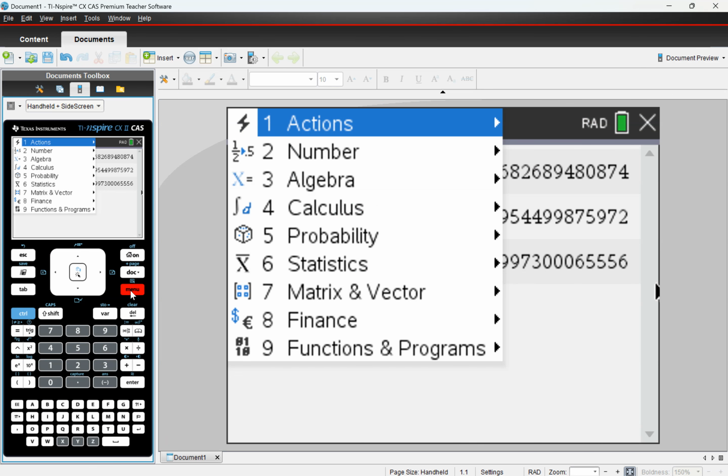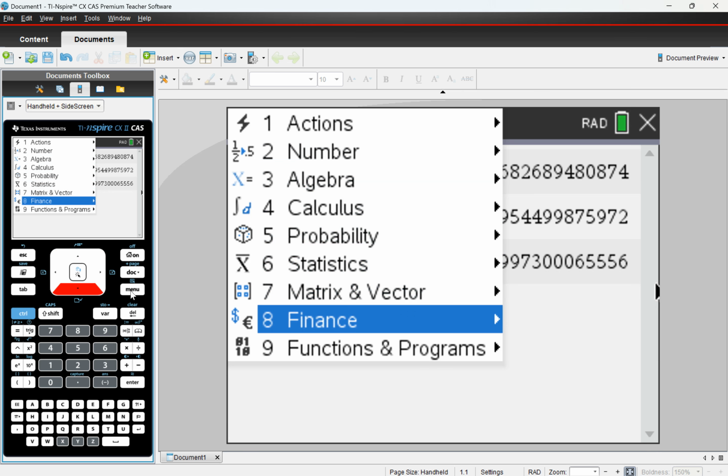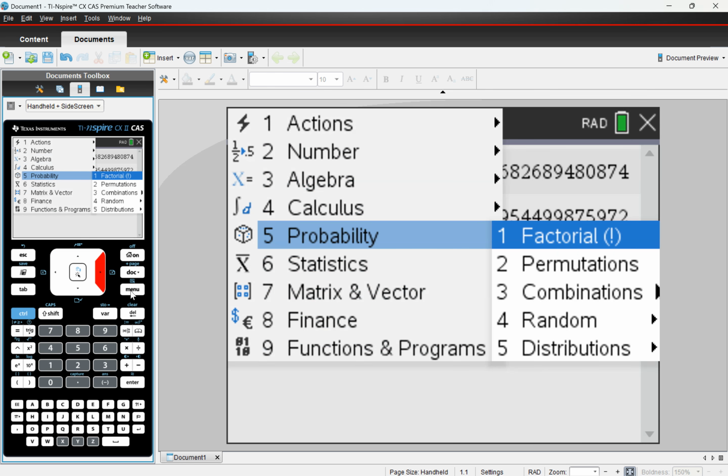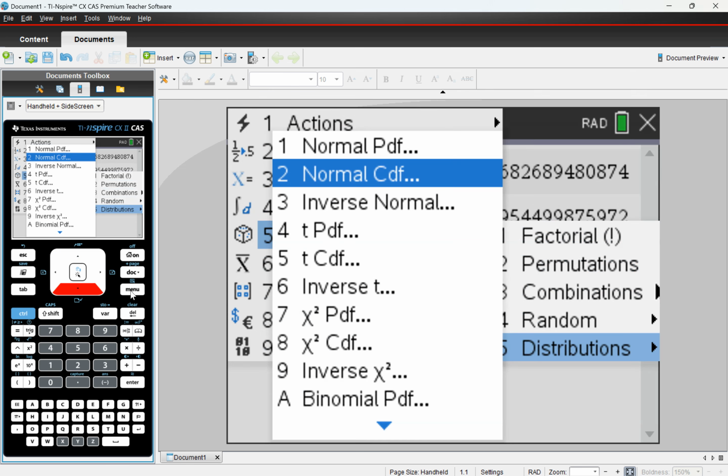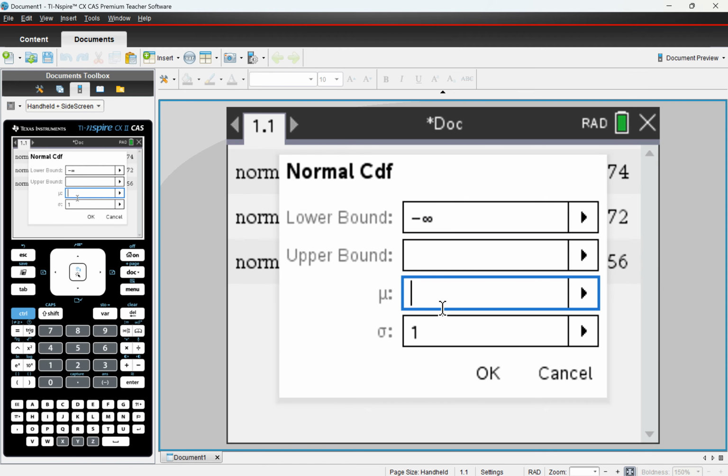So let's say if I go to menu and I go to, where is it again? Probability, distributions, go to normal CDF. You know that the mean is 30. You know the standard deviation is 7. So what do you want? Do you want 40 and above, 35 and above? Okay, so if I wanted a 40 and above, so 40, and I want to go to infinity, well, technically it goes up to 50, but say 40 to infinity.